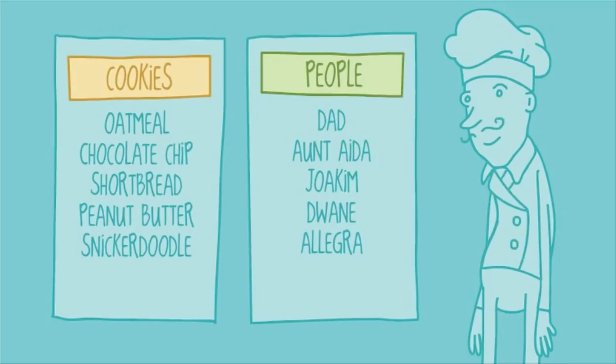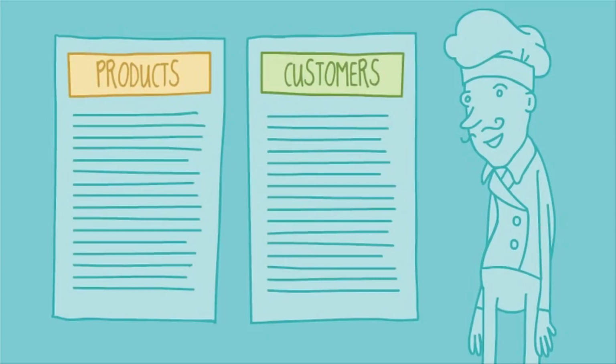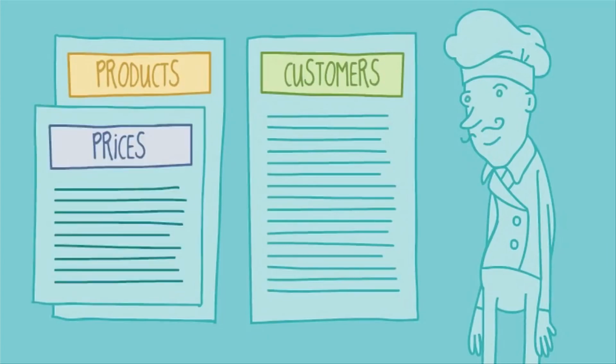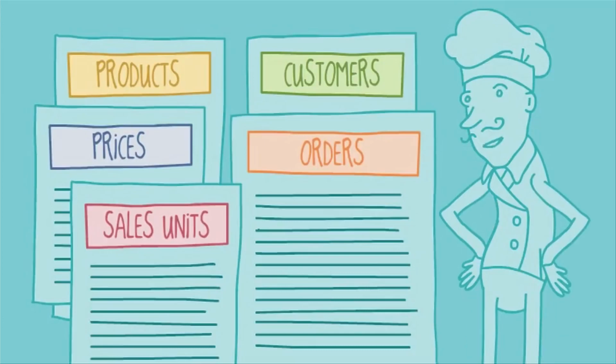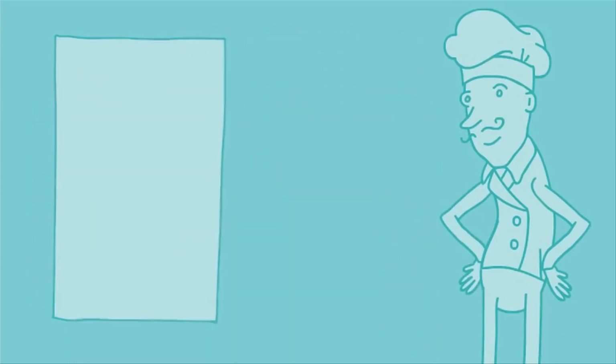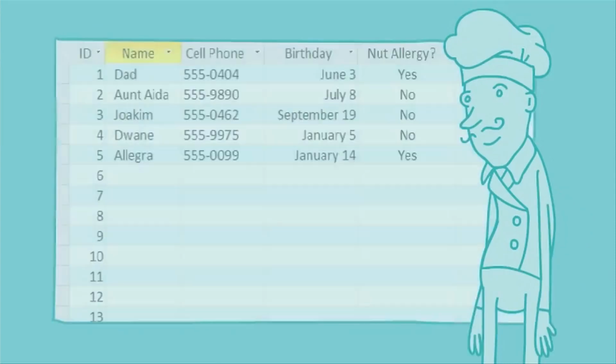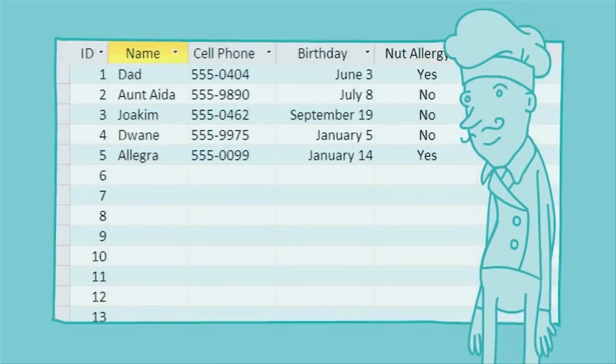If you were a professional baker, your database would contain more. You'd have products and customers, and other things to keep track of like prices, sales units, and a list of orders. Does Access actually keep these things in a big, long list? Not quite. Instead, it uses tables, like the ones in Excel, to list things in a little more detail.